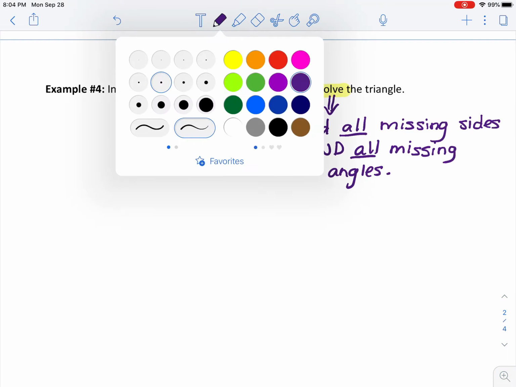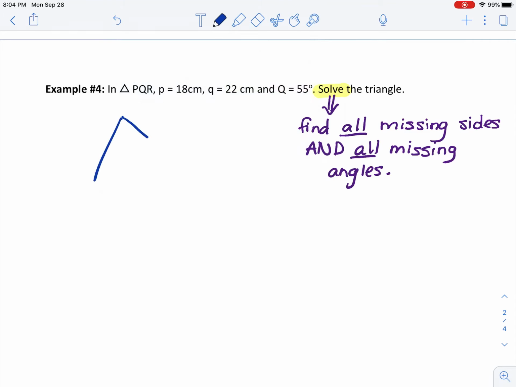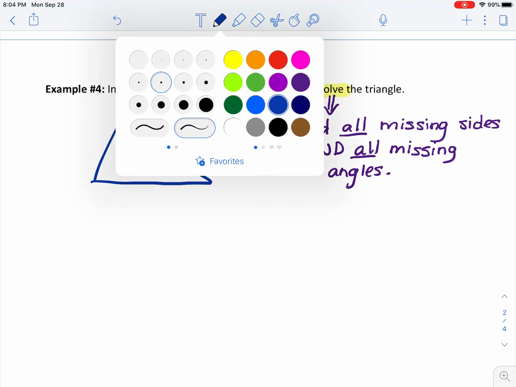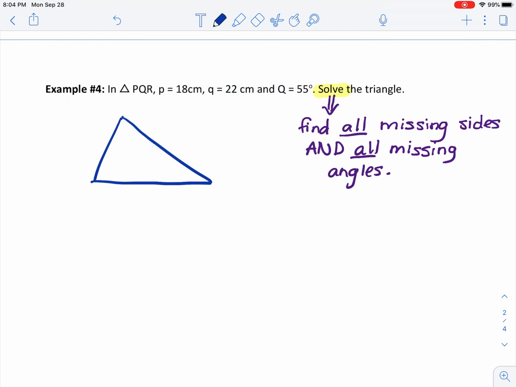So first thing we need to do is draw a triangle. And I don't care if it's to scale, just draw a triangle that's not 90 degrees. Keep that. And I'm going to call it P, Q, R. We have side P is 18 centimeters. So across from angle P, 18 centimeters. Side Q is 22 centimeters. So again, across from angle Q. And angle Q we know is 55 degrees.